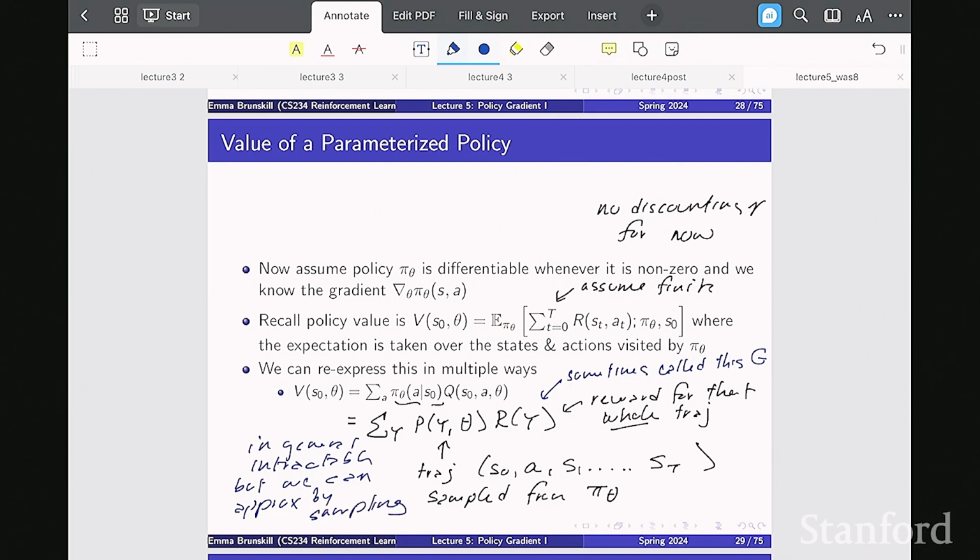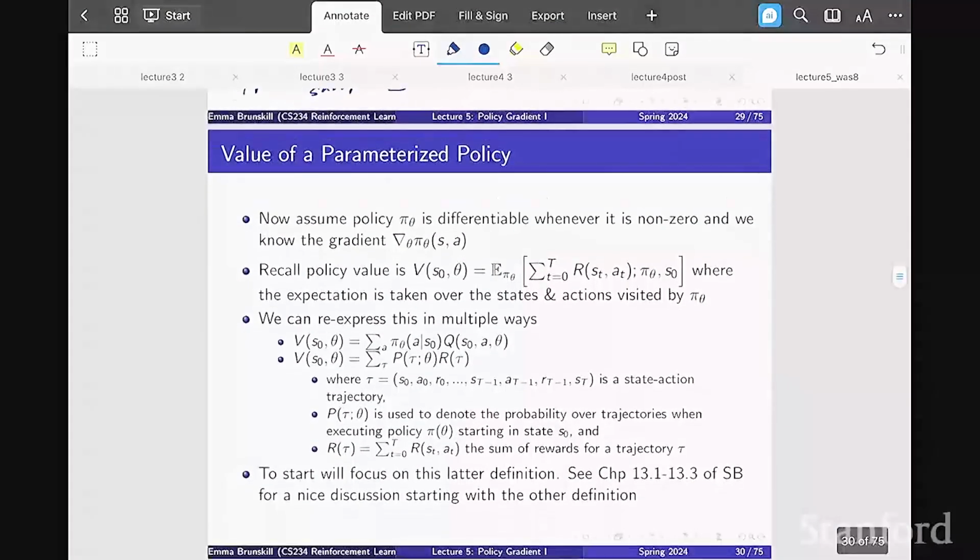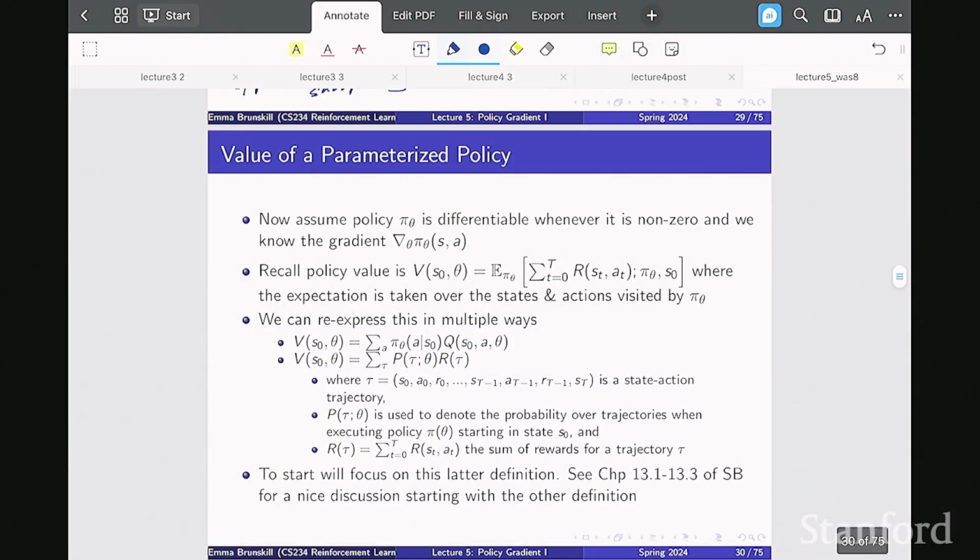All right. So this is another also valid way to write down the value of starting in this state and following the policy. Okay, so I've written that down more neatly here. P of tau given theta is the probability over trajectories when you execute that policy starting in state S0, and that is the sum of the rewards for a trajectory. In this class, we're going to focus on this latter definition, but in Sutton and Barto, they have a nice way to think about policy gradient methods that starts from the other definition. So you can always look at that. But both are totally valid definitions.